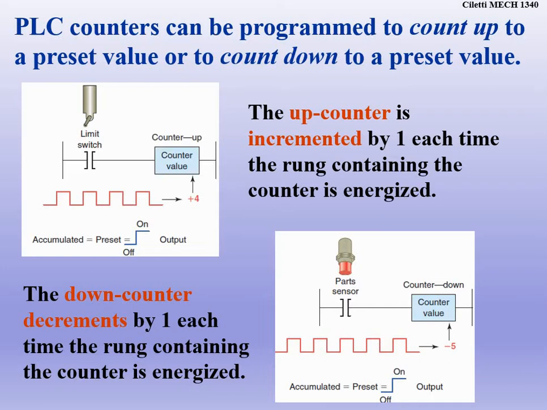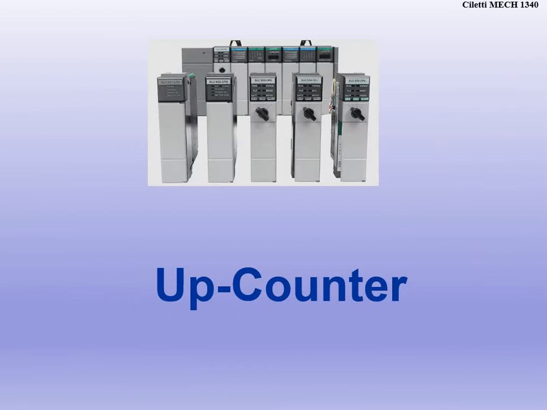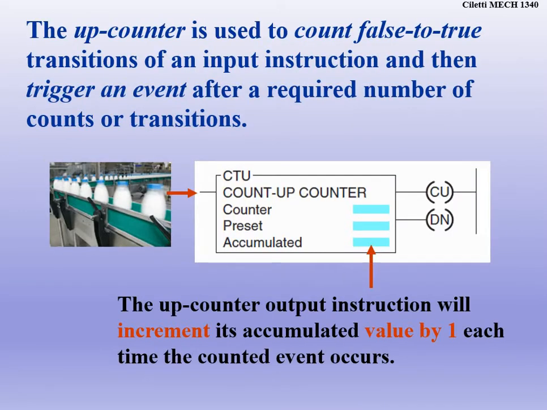Okay? So if we talk about an up counter, every time we're using an up counter, it's going to increment by 1. A down counter is going to decrement, or count down, by 1 each time, whatever the contactor is that's generalized. So we're counting up by 1 or we're counting down by 1.